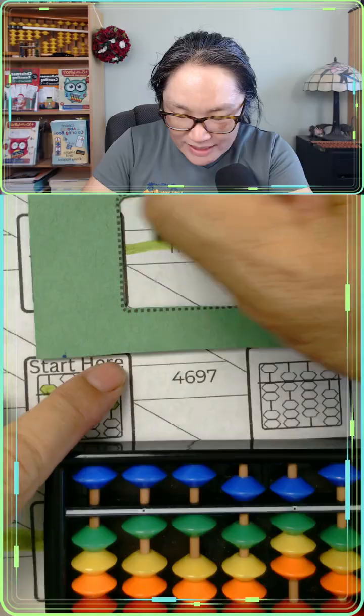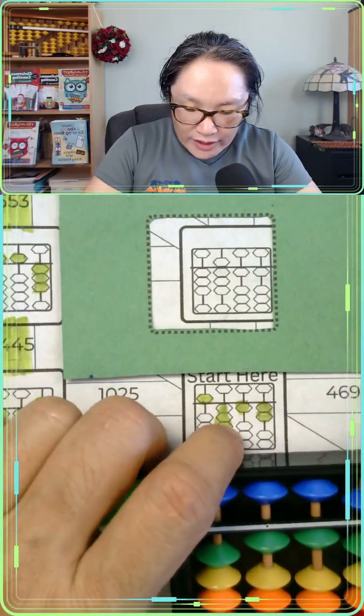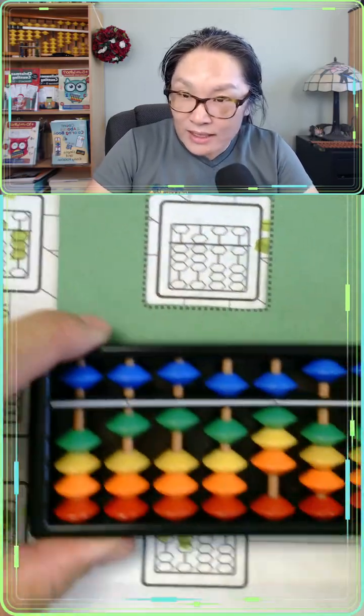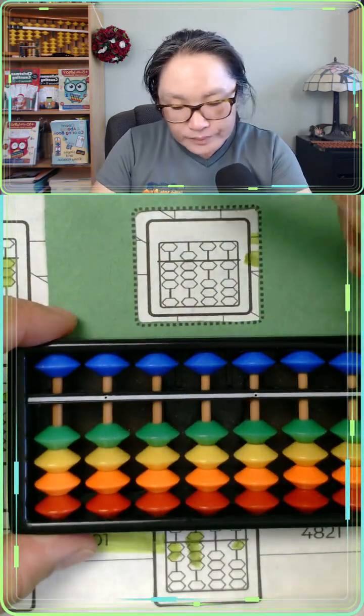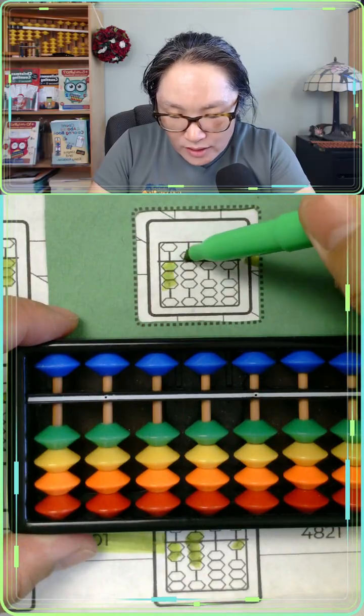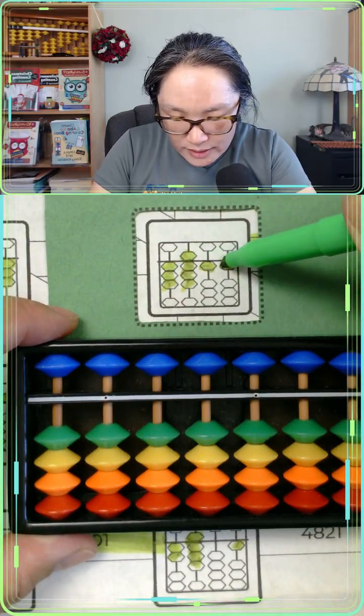I'm hoping everybody's having fun because what we're doing is we're learning how to read the abacus, and this is my maze that I've created so it's easy for you to understand how to use the abacus. We have our thousands, our hundreds, our tens, and our ones.